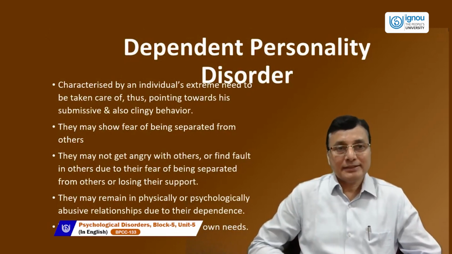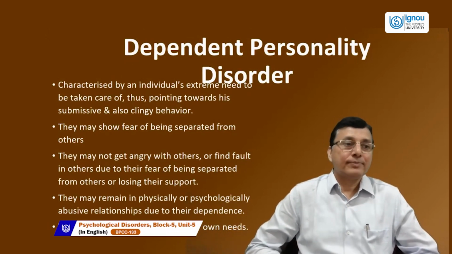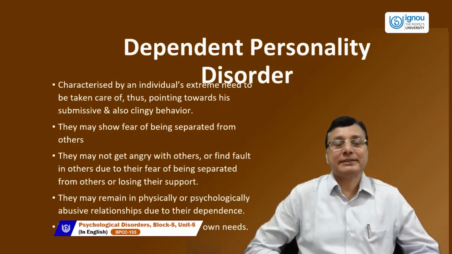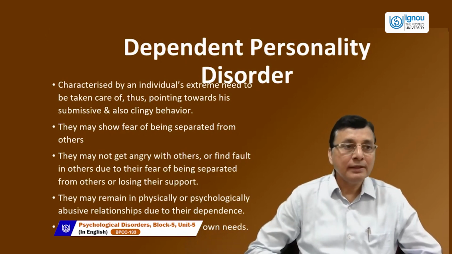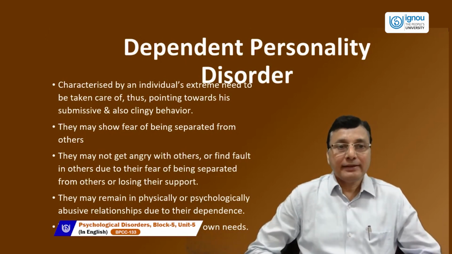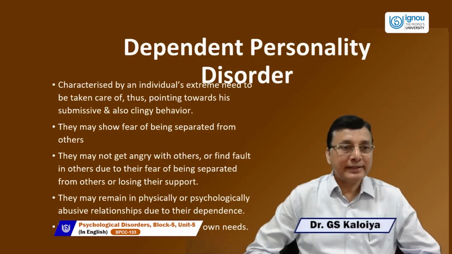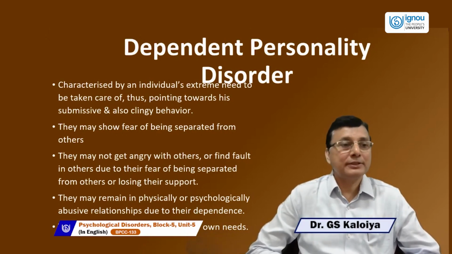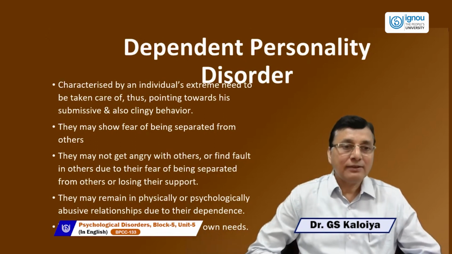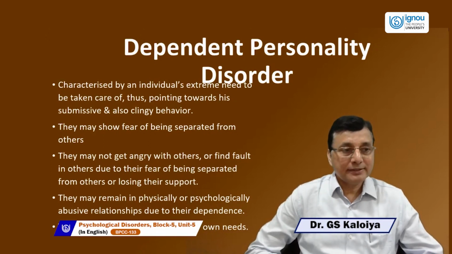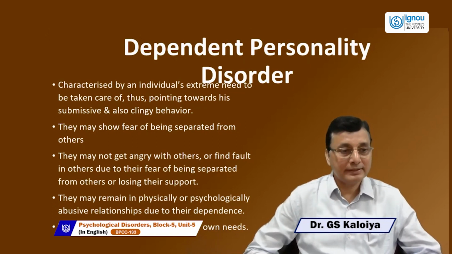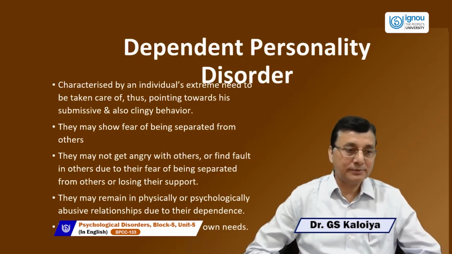Another personality disorder is dependent personality disorder. We have seen avoidant personality disorder, now dependent personality disorder. It is characterized by an individual's extreme need to be taken care of, thus pointing towards submissive and also clingy behavior. They may show fear of being separated from others. They may not get angry with others or find fault in others due to their fear of being separated from others or losing their support.